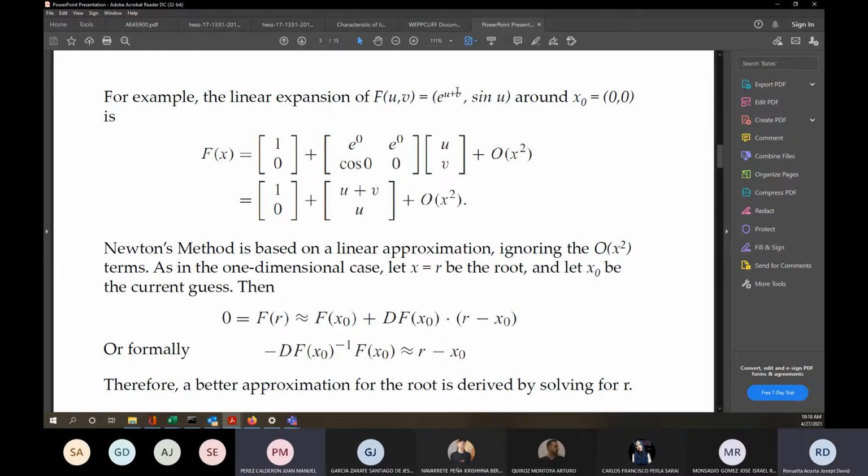So, we have to actually differentiate this one with respect to this value. If this is a constant, then the derivative of this one is going to be equal to e^u, right? So it's going to be exactly the same thing, but it's going to be evaluated in zero and zero. So it's going to be e to the zero.